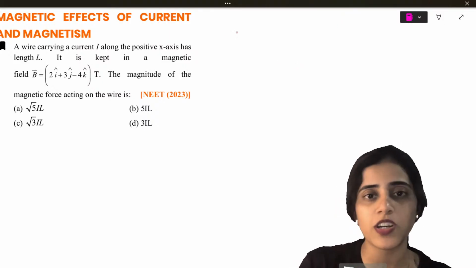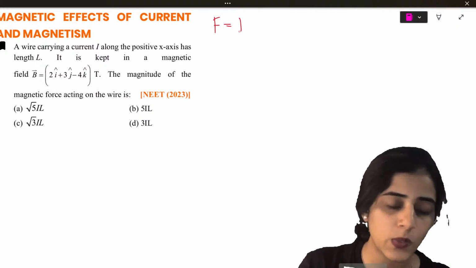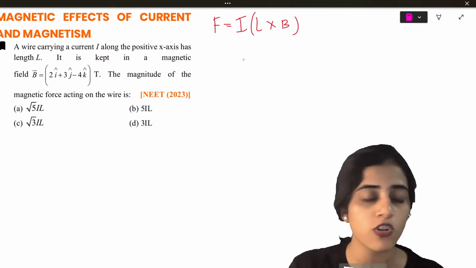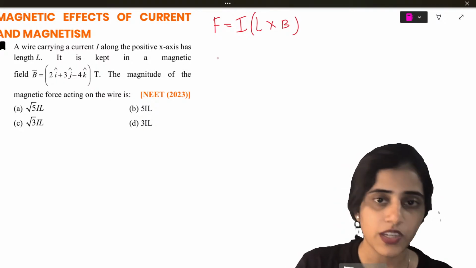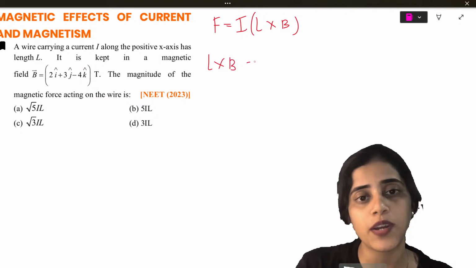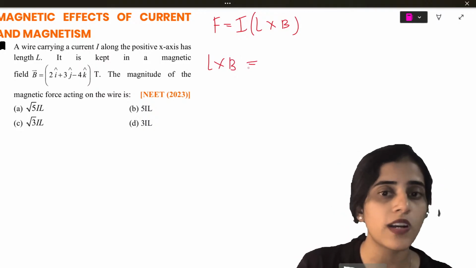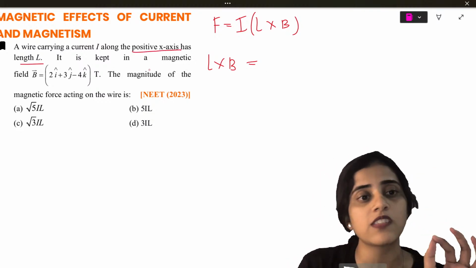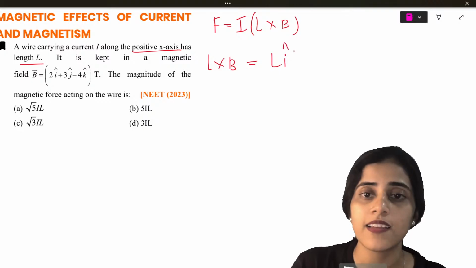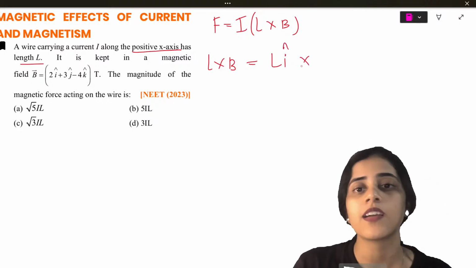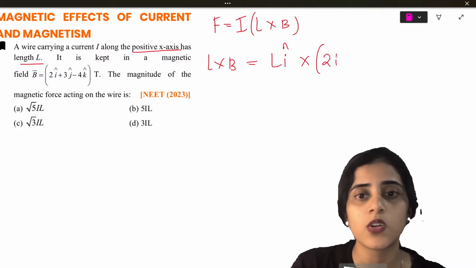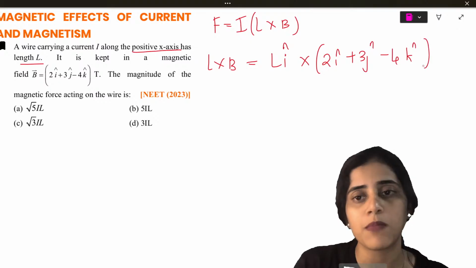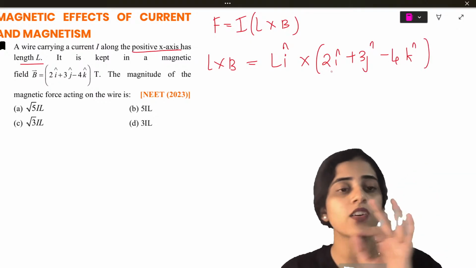Let's do this question. What is the formula? F is equal to I times L cross B. That's the formula for force with respect to magnetic field. Now let's first do L cross B. How will I do L cross B? What is L? L is along the x-axis, given positive x-axis has L. So L is basically L i cap. Do you all agree? Cross B, what is B? 2i cap plus 3j cap minus 4k cap. So this is L cross B.